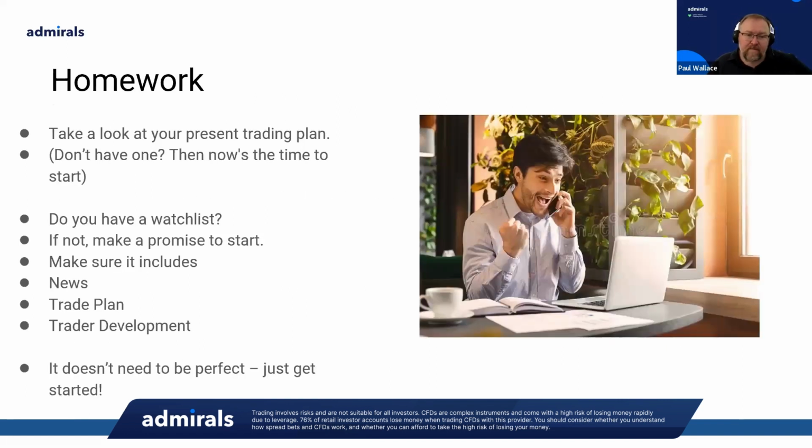So here's a bit of homework for you. Ladies and gentlemen, take a look at your present trading plan. If you don't have one, now's the time to start. That's fine, what's past is past. It's a case of making a decision today that you're going to work out and start to build a trading plan. And it doesn't have to be perfect.